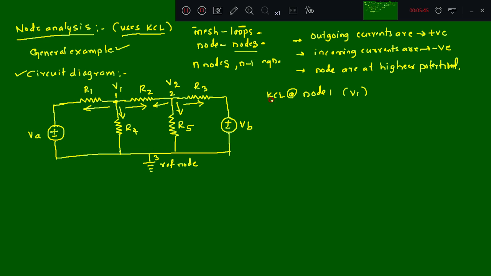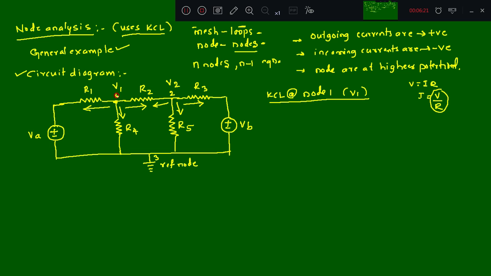Now, I'll write KCL at node V1, or node 1. With reference to this node V1, we are writing the KCL law. What is that current? From Ohm's law, we have V equal to I into R. So I want I, which will be V by R. So I need to write the V by R ratio in all the terms. With respect to this point, from this path I should write the current. What is the current? Outgoing current.